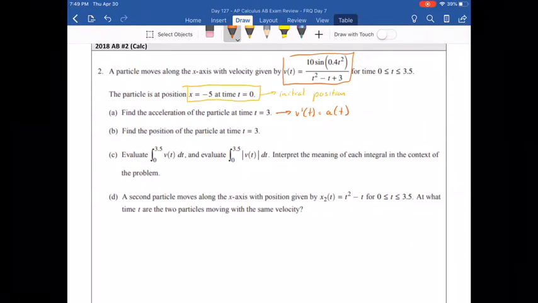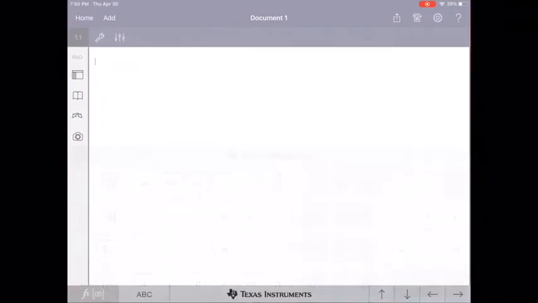So this is literally just asking us to take the derivative of our velocity function. So v prime of t at 3. This is where our calculator is going to come in handy. So let's go to our calculator here.